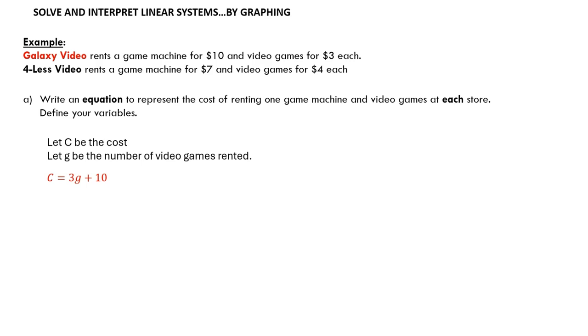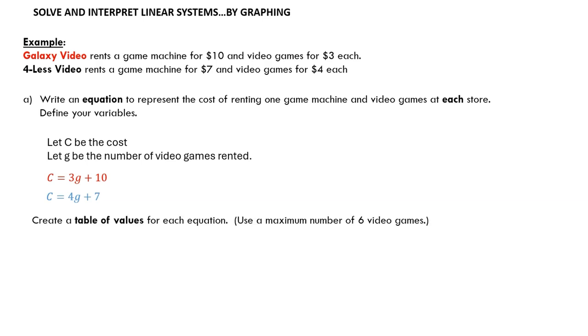To model the Galaxy Video Store, we can say that C equals 3G plus 10. The equation modeling the For Less Video Store will be C equals 4G plus 7. With these two equations, we can draw up a table of values for both equations, and once the points are calculated, we can graph them and find the point of intersection.